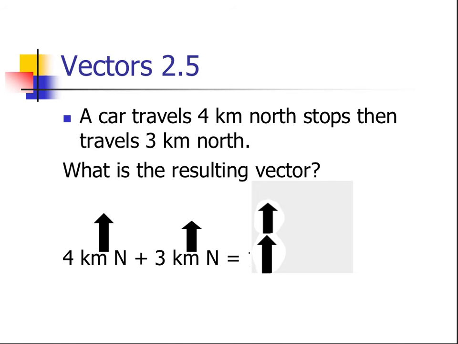Those two together should equal out a bigger arrow, which should, 4 plus 3 is 7. But is that the story? Is that it?